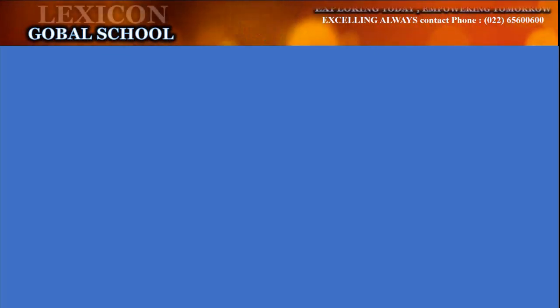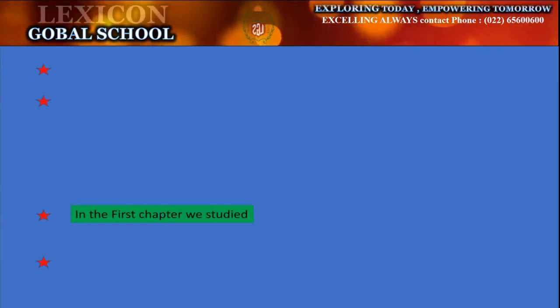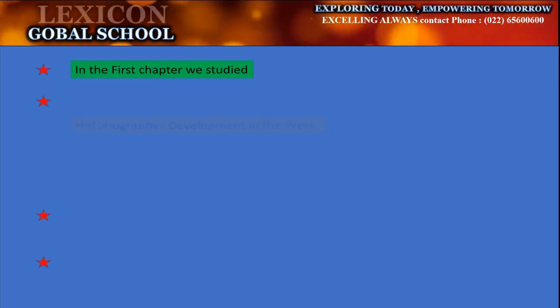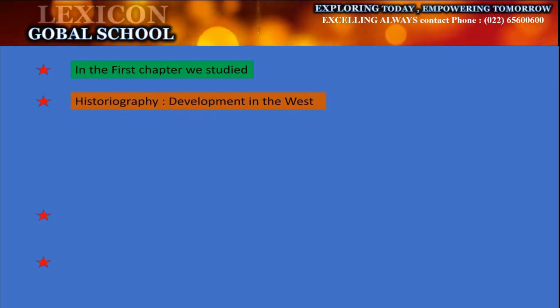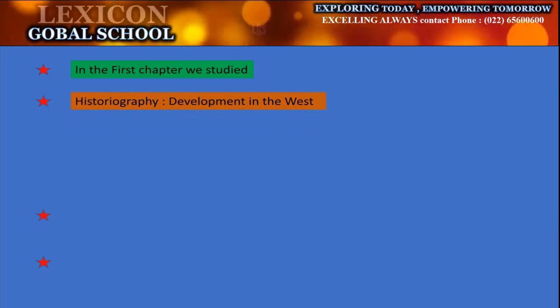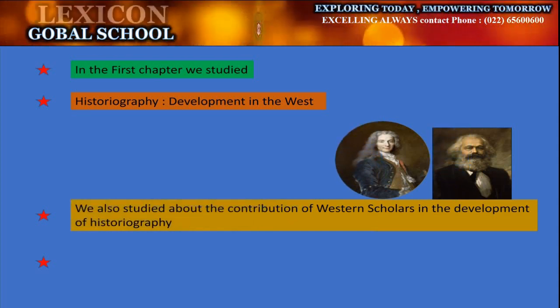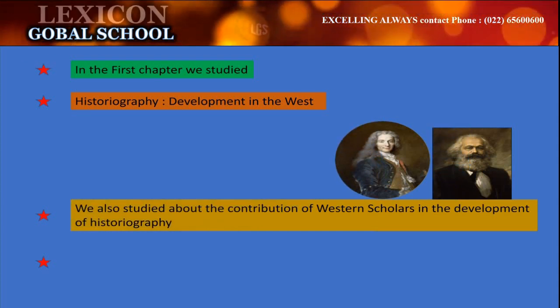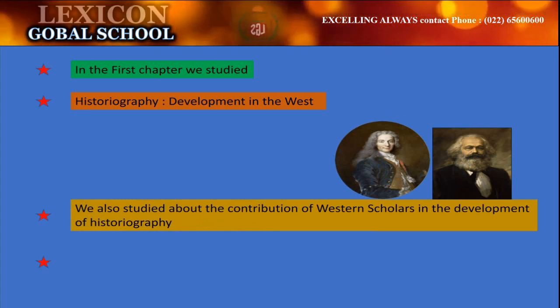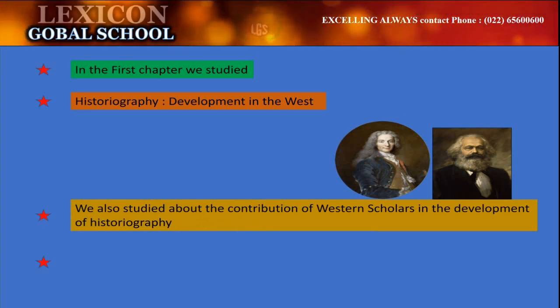Before we go ahead with the chapter, let us do a recap of the previous chapter which we studied. What did we do in the first chapter? We studied about the development in the West, the historiography development in the West. We also studied about the contribution of Western scholars in the development of historiography: Karl Marx, Voltaire, René Descartes, and so many.